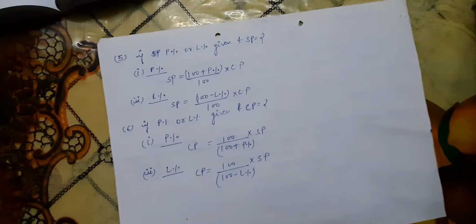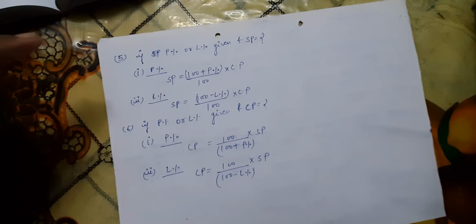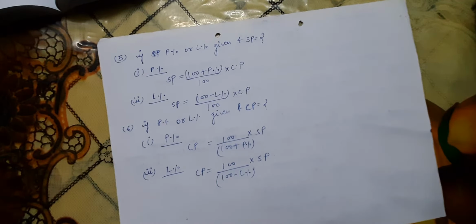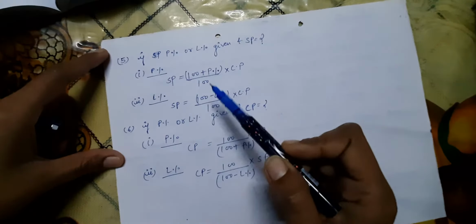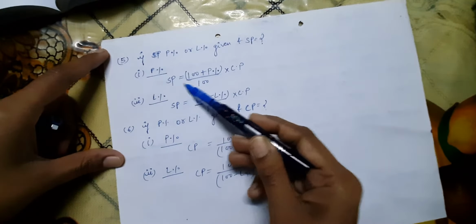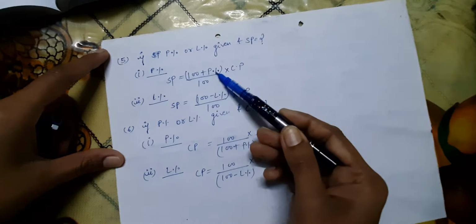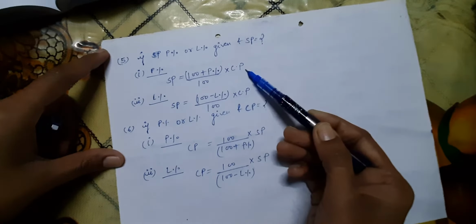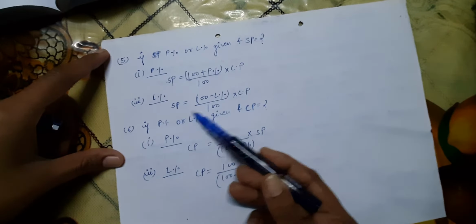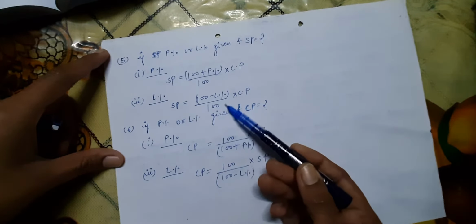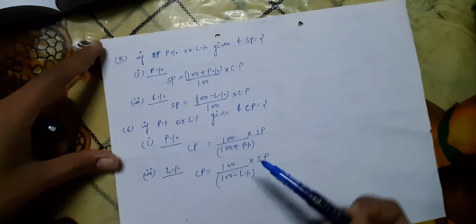So there are some more formulas related to your selling price and cost price. If in the question you have been asked to calculate the selling price when you have been given the profit percent or loss percent, then you will calculate the SP with the help of these formulas. When the profit percent is given, SP equals 100 plus profit percent upon 100 into cost price. When you are given the loss percent, SP equals 100 minus loss percent upon 100 into cost price.